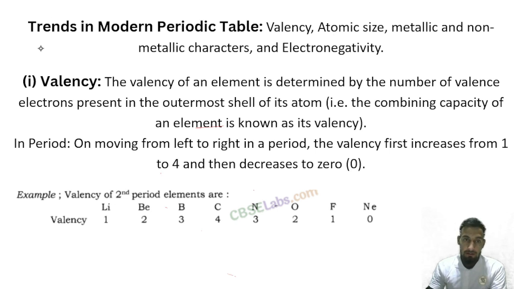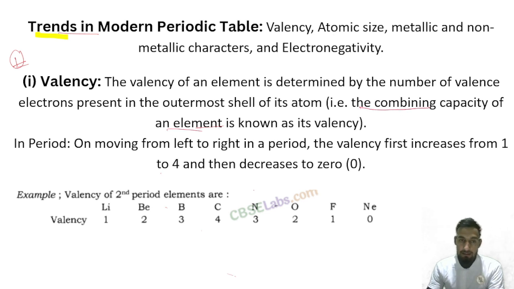Now we will be taking what are the trends in the modern periodic table. We are going to study that. And among those trends, valency is the first trend that we will be studying. But firstly, we need to know what the valency is. We say that valency is the combining capacity of an element.